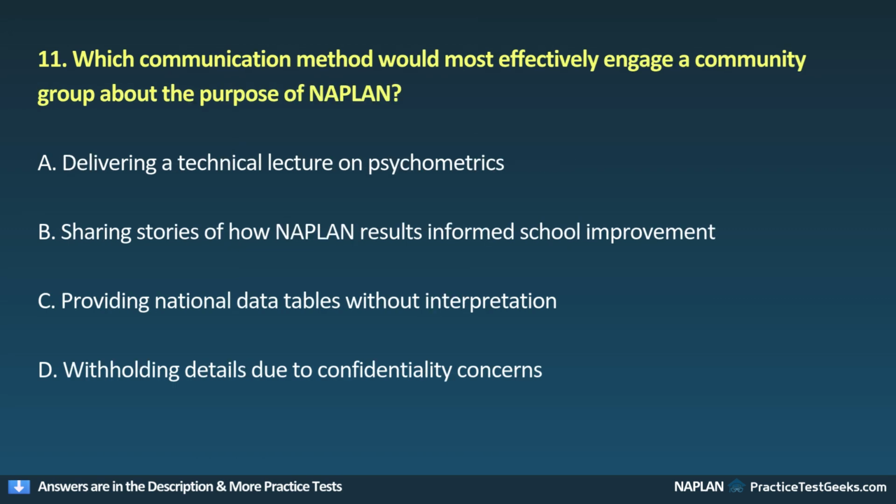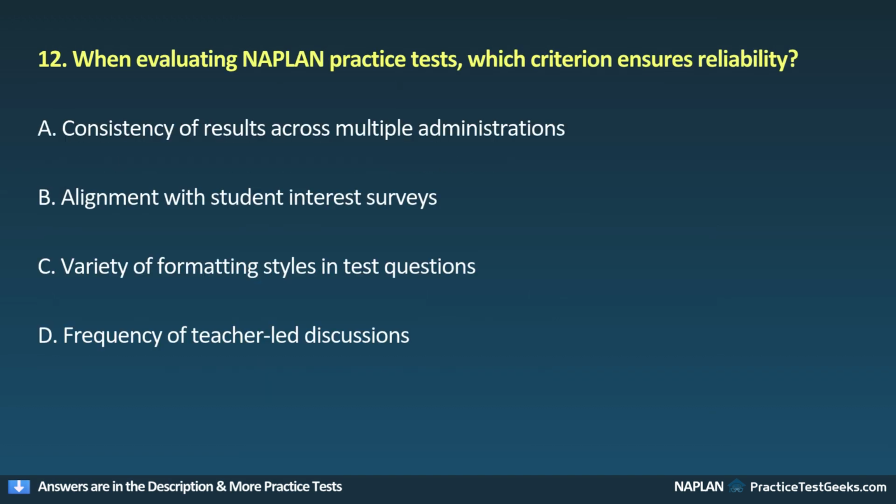11. Which communication method would most effectively engage a community group about the purpose of NAPLAN? A. Delivering a technical lecture on psychometrics. B. Sharing stories of how NAPLAN results informed school improvement. C. Providing national data tables without interpretation. D. Withholding details due to confidentiality concerns.